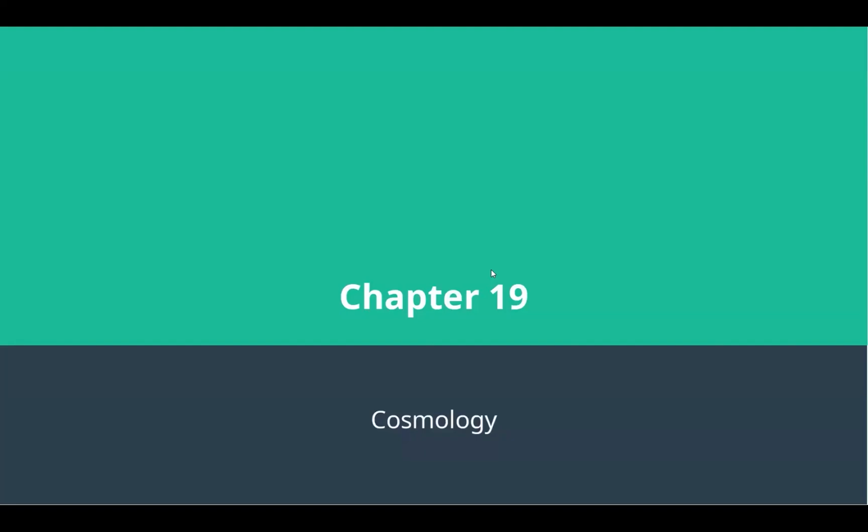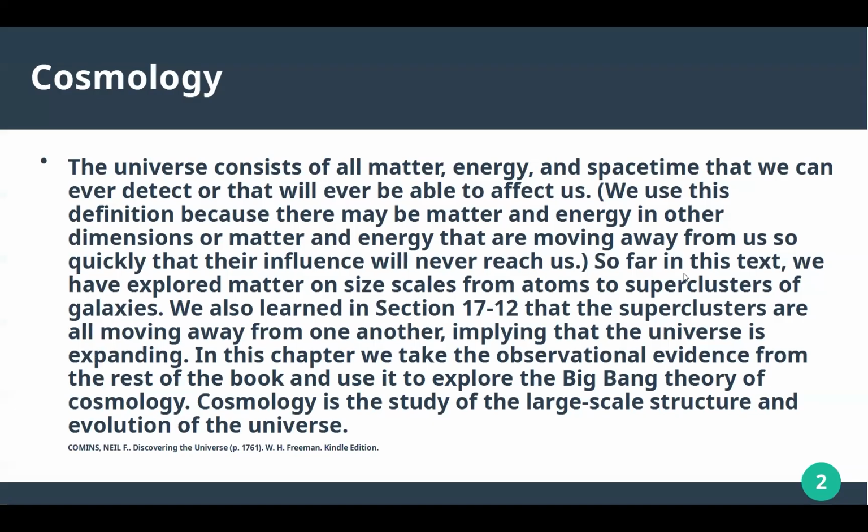Hello and welcome to chapter 19, which is going to be on cosmology, or the study or theory of how the universe as a whole evolved and came into being. The universe consists of all matter, energy, and spacetime that we can ever detect or will ever be able to affect us. We use this definition because there may be matter and energy in other dimensions, or matter and energy which are moving away from us so quickly that their influence will never reach us.